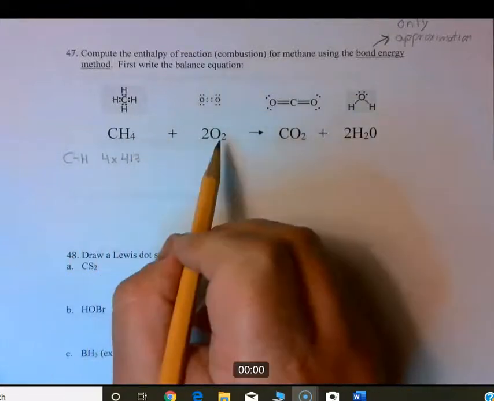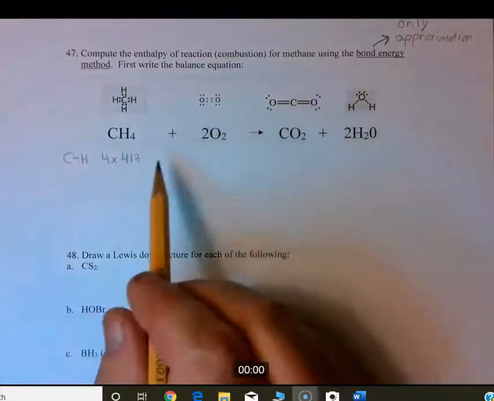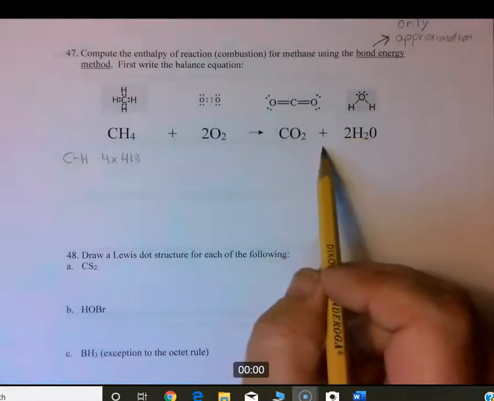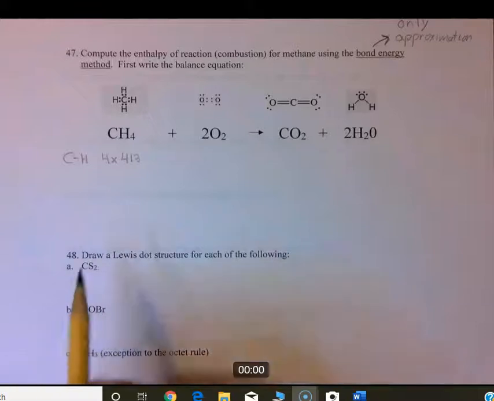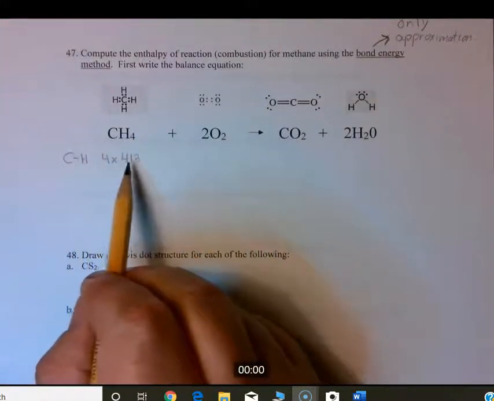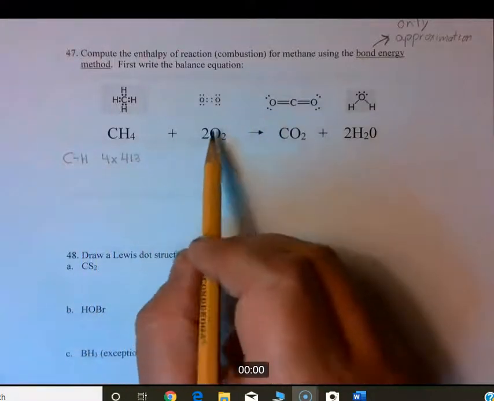In order to break these bonds, to get this reaction going, you have to put energy in. That means it's positive energy. When you put them back together again, energy comes out. That means it's going to be negative energy on this side. All right, so we've taken care of that. We only had one of those. Okay, now we come on down here, and we have 2 O2s.